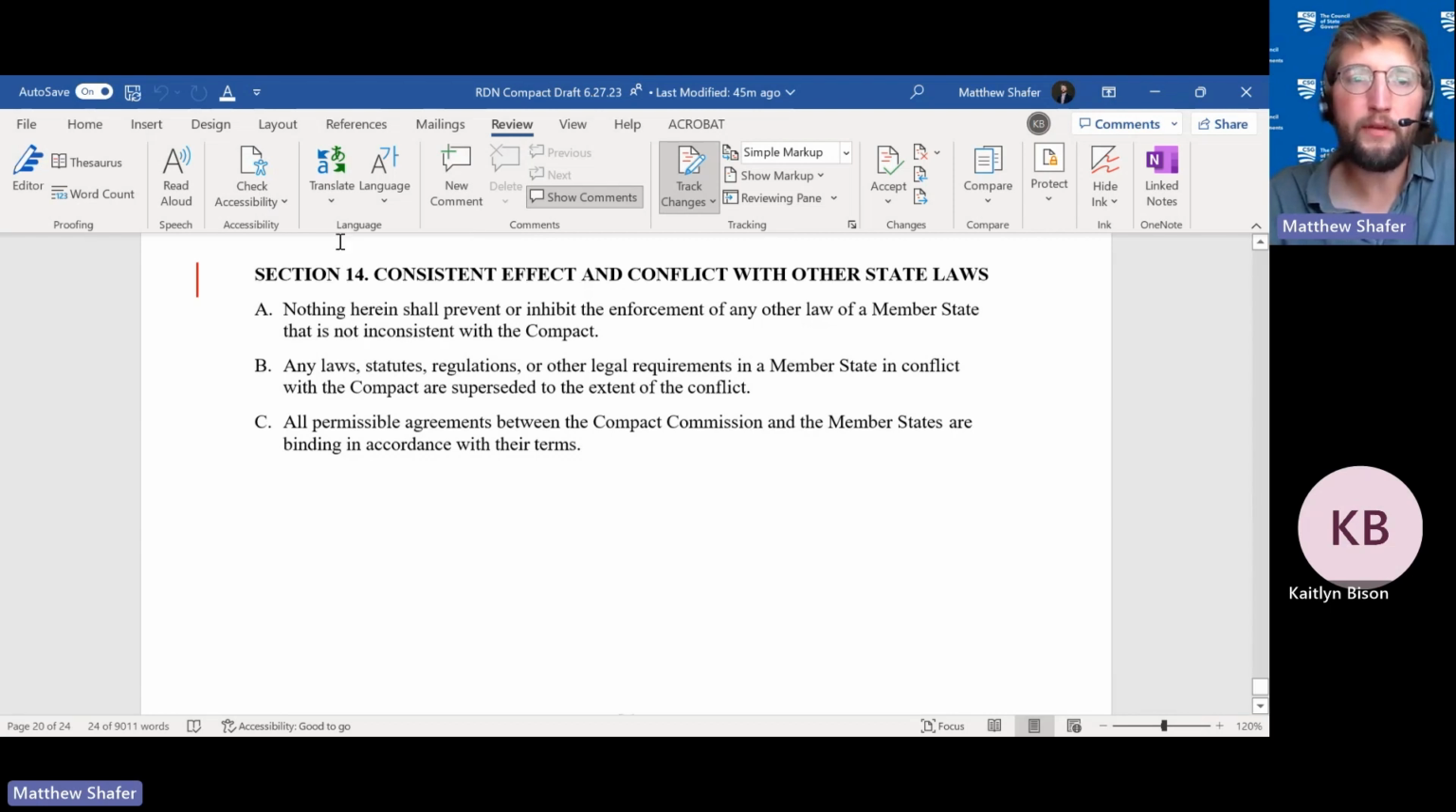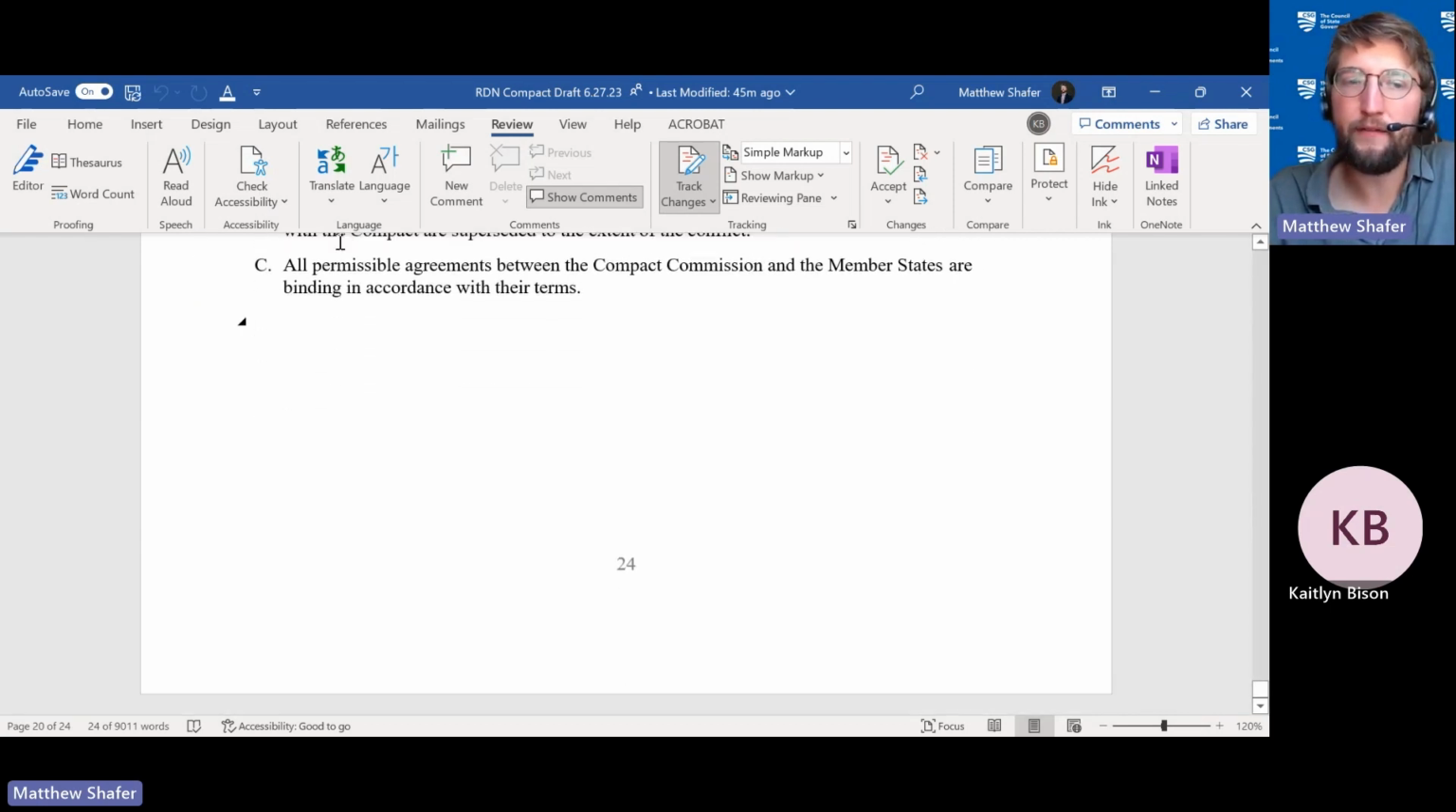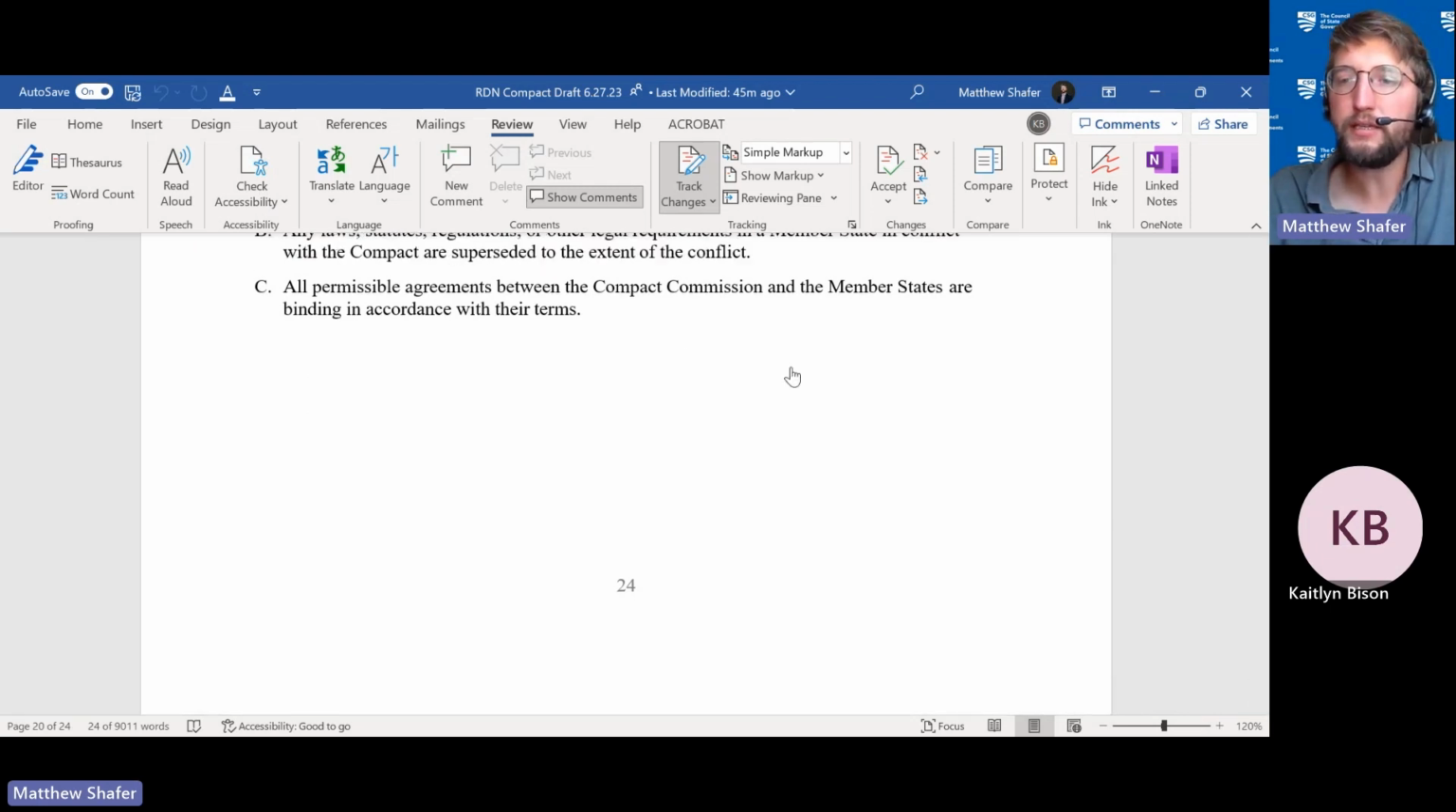So that is the end of the compact. It is, again, a very lengthy document, but the most important sections for you as a dietitian would be sections 3 and 4. What does your state have to have in place? What do you as a licensee have to have in place in order to obtain a compact privilege?